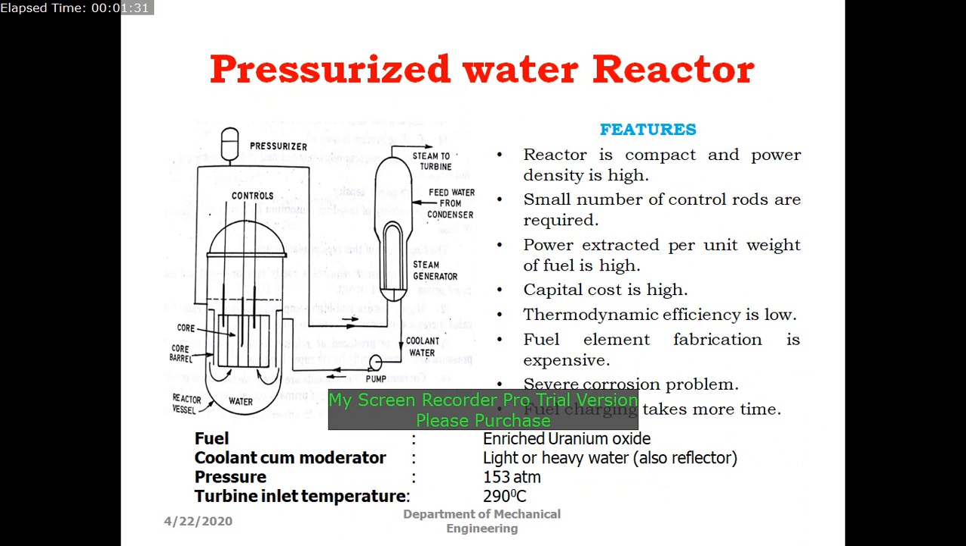But coming to the pressurized water reactor, here the operating temperature and pressure are good, but the problem is we have to provide radioactive shielding of larger thickness. Because of that, the capital cost is increasing.